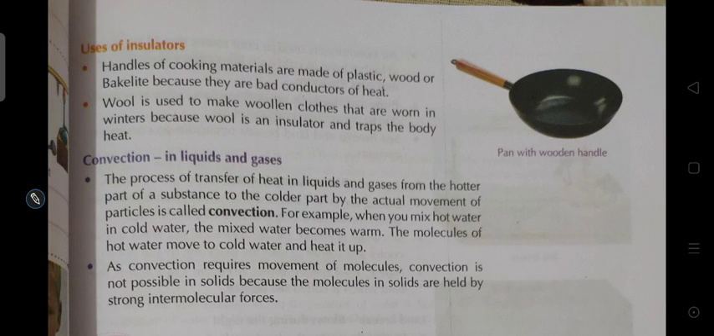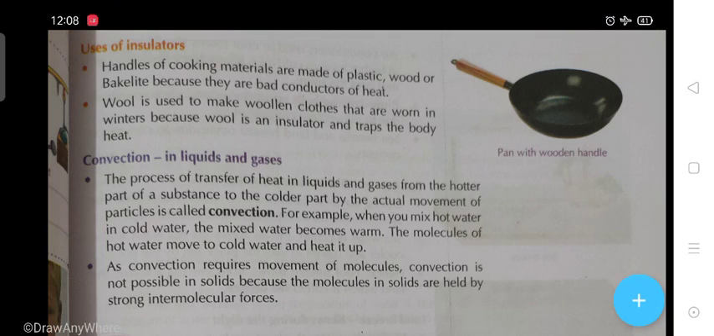Now, uses of insulators. Students, what are the uses of insulators? Handles of cooking materials are made up of plastic, wood and bakelite because they are bad conductors of heat. Wool is used to make woolen clothes that are worn in winter because wool is an insulator and traps the body heat. Students, can you see this picture?